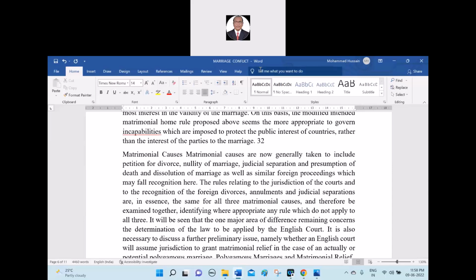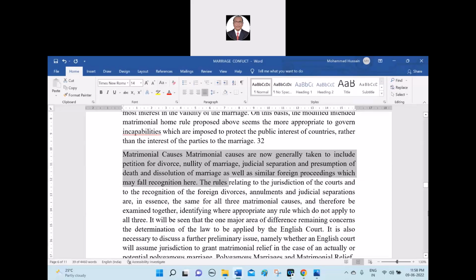I don't know whether your internet is good or not. Dorcas. Matrimonial. Yes, Prof. Matrimonial causes means here it is highlighted. No. See, this is what I highlighted now here. The cursor is there. Read.